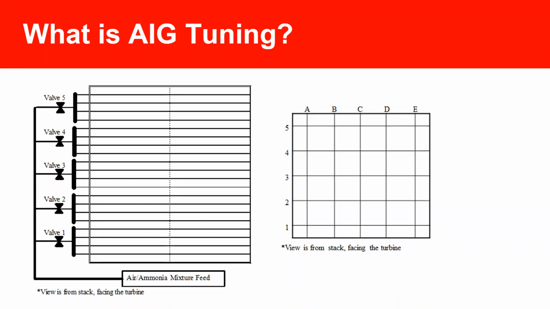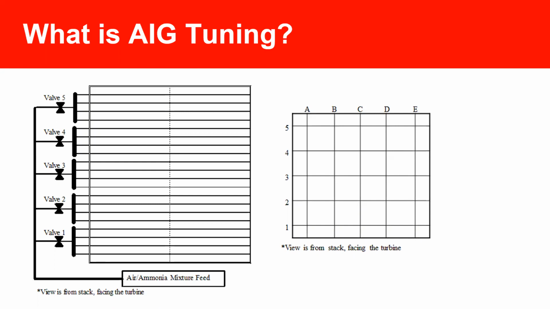We use the sampling ports that are located on either the inlet or the exit side of the SCR catalyst to create a testing grid similar to the drawing I have here on the right. The drawing on the right represents a 25-point testing grid that we've used in an installation.